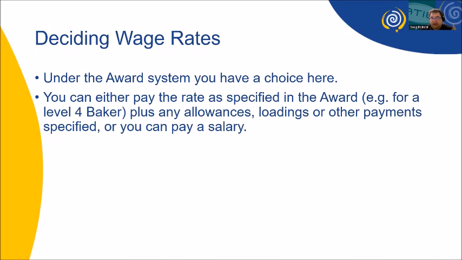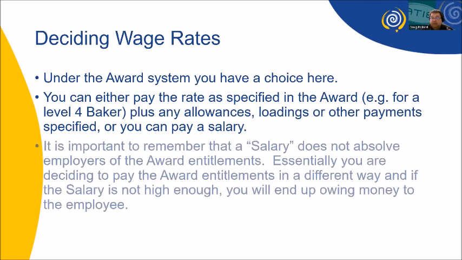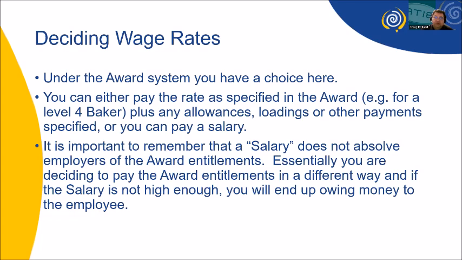The choice you then have is, do I pay just the award rate of pay and then the penalties every week and do the sums, or do I pay a salary? That's your choice. But a salary does not mean that you're no longer up for the award entitlements. It doesn't absolve you of them. It doesn't free you from them. What you're doing is you're saying to your employee, look, how about we pay your award rates or your award entitlements in a slightly different way.